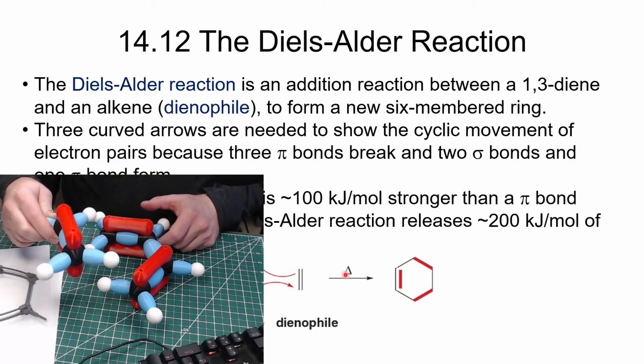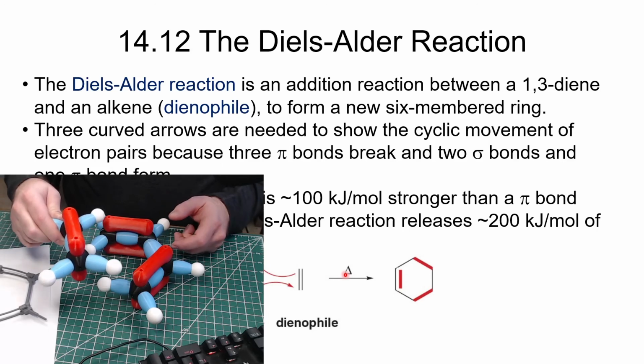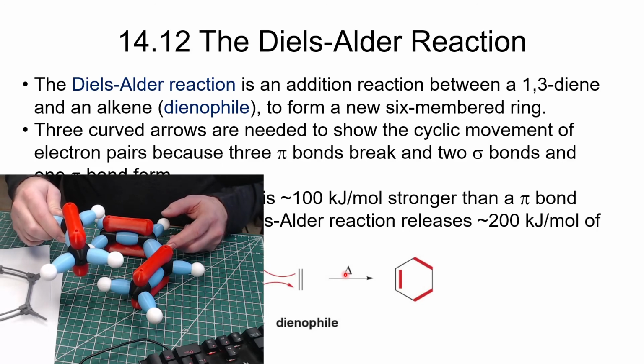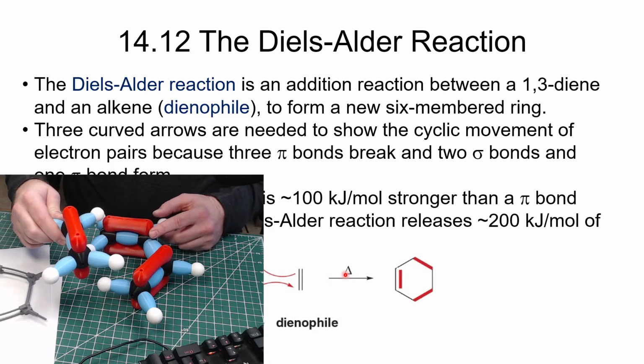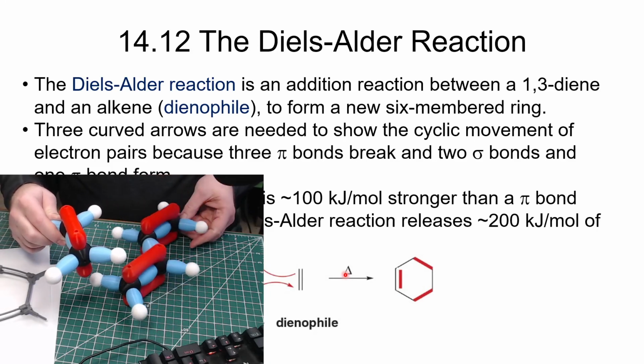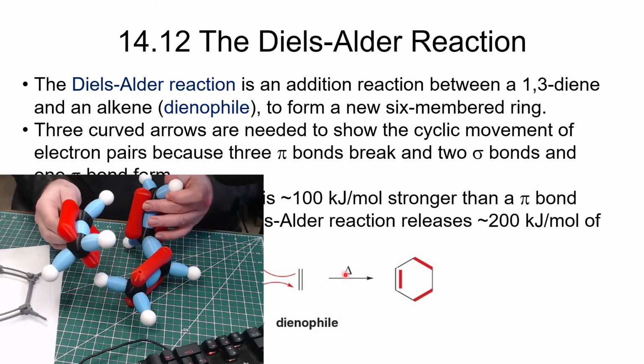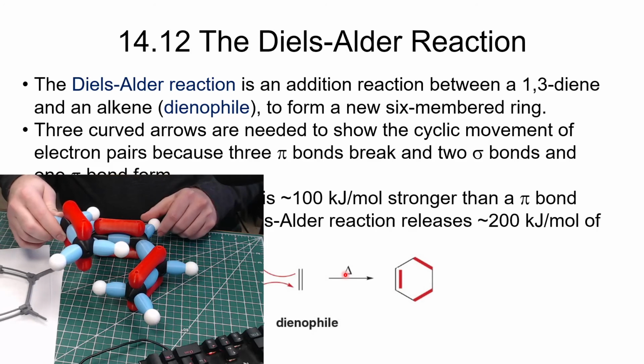So I think it's helpful to visualize what's going on. Again, one of the important features of this is that it does have to be in the S-cis conformation. If it is in the S-trans conformation, we don't get the Diels-Alder reaction. It only happens when it is S-cis.